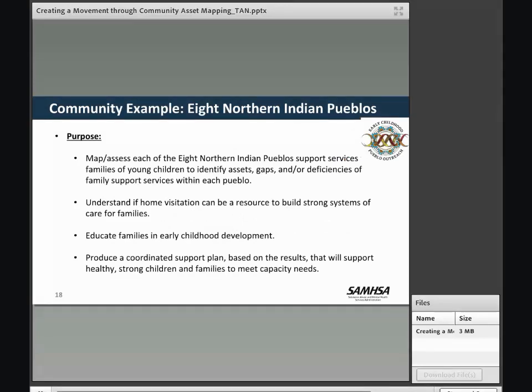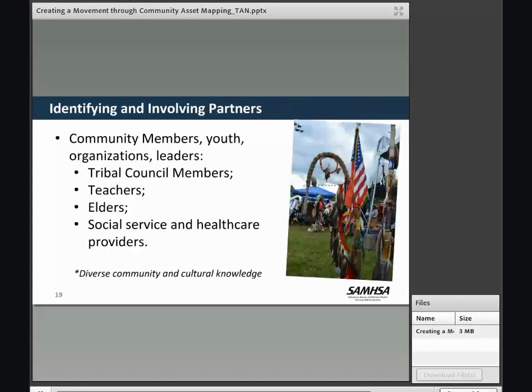So the services, they identified the assets, gaps, and family support services within each of the Pueblos, and they really were trying to understand how home visiting could be a resource for their communities. Along the way, they definitely wanted this to be an educational process, so they were really educating families in early childhood development. And then the last one says to produce a coordinated support plan based on the results to support healthy, strong children and families.